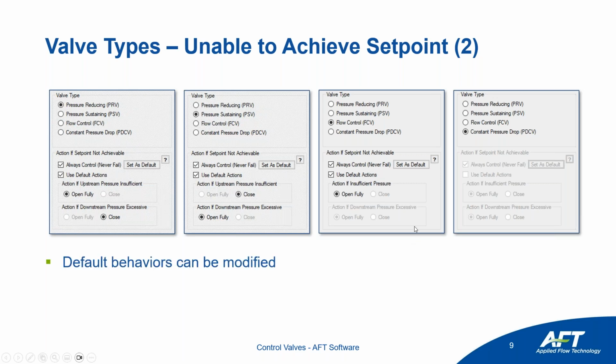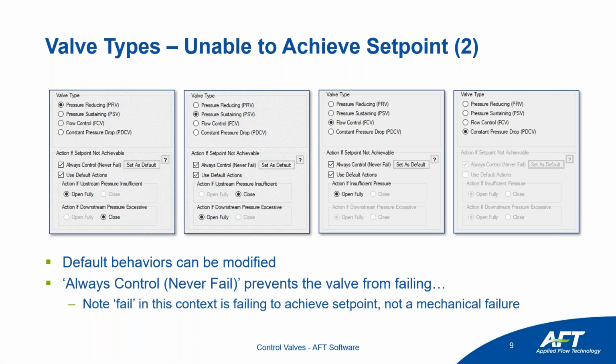So these default behaviors can be modified with this checkbox. If you uncheck the use default actions, you can rearrange, though I haven't seen an application for that in my personal experience. And the other piece is this always control, never fail, which we'll take a look at here in a moment as well. Again, you may hear me throughout the webinar saying failure or quote unquote failure. And what I really mean is that the valve is unable to achieve its set point.